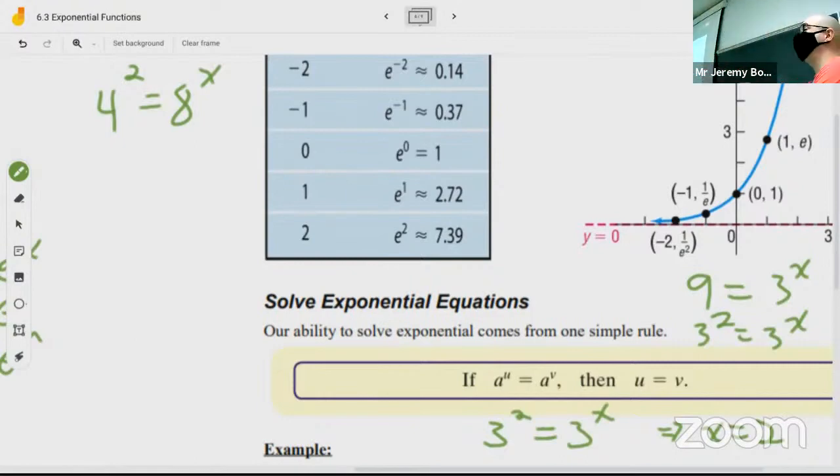Do they have the same base now? Can I express 4 as 8 to some power? No. Can I express 8 as 4 to some power? No. 4 to the 1 is 4, 4 squared is 16. It skips right over 8. Is there a base I can represent both of those in that's different than what they are now?